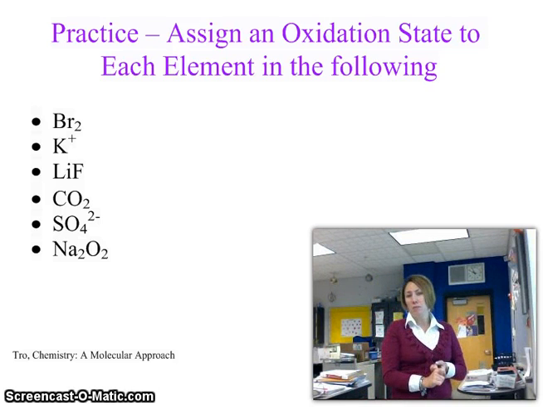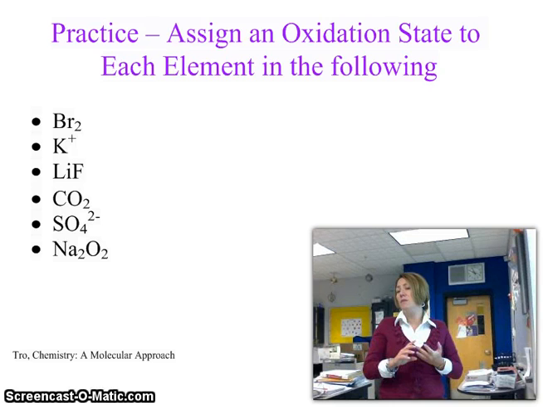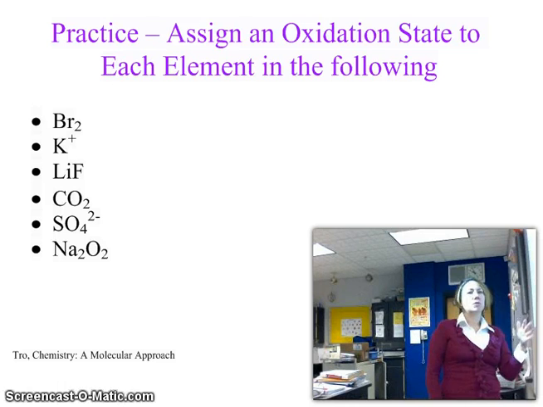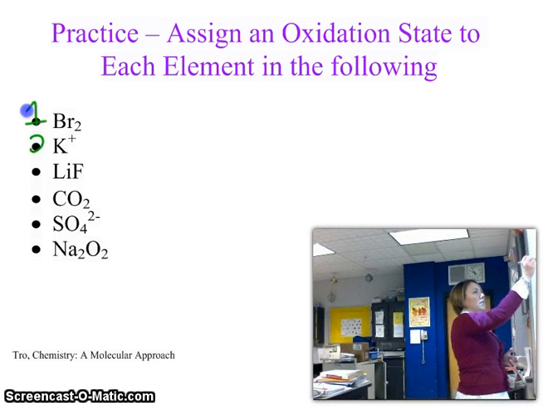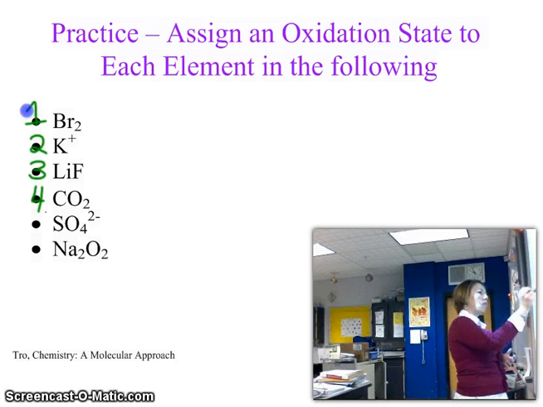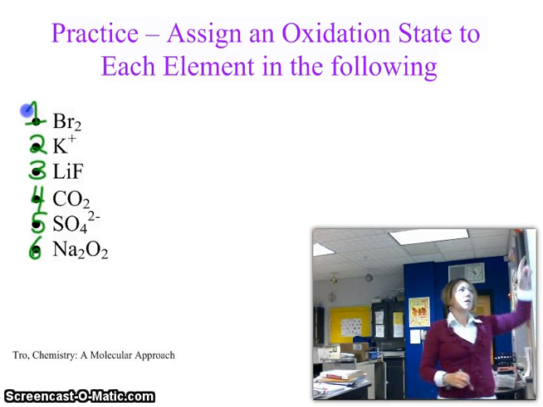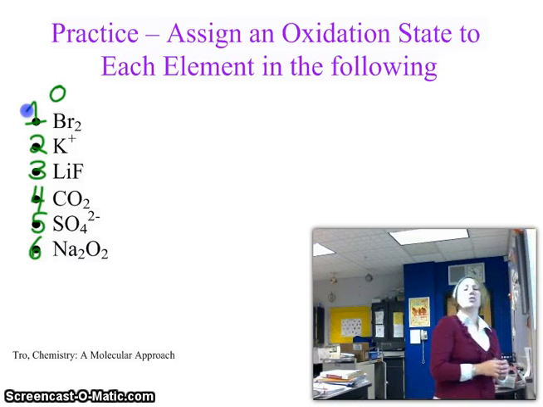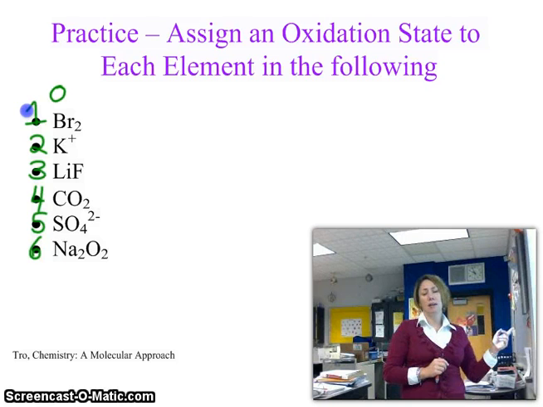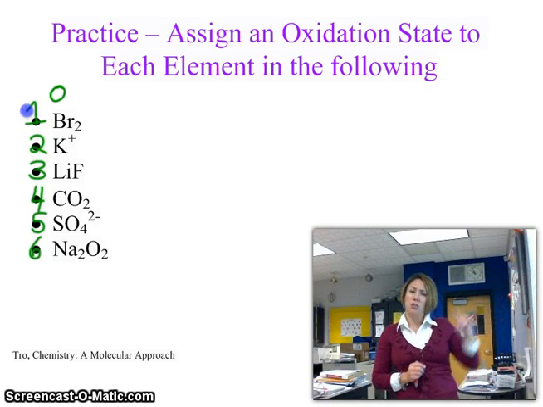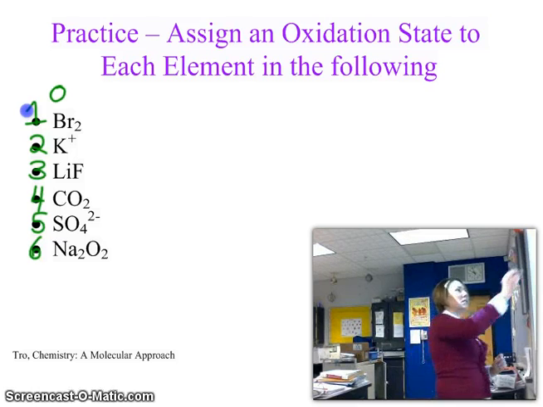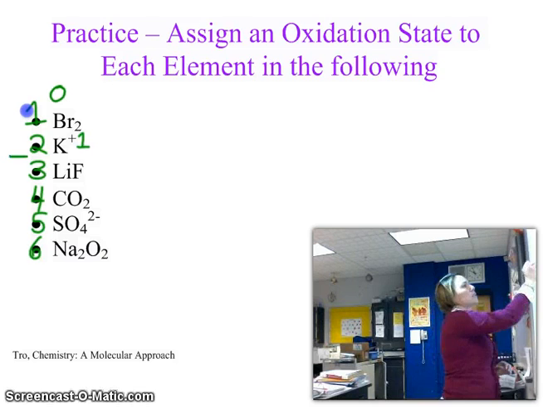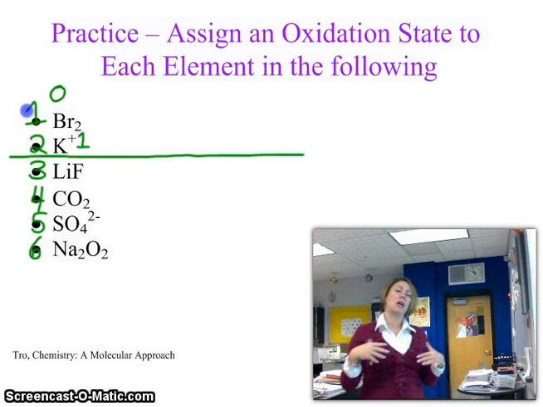So anybody by themselves always has an oxidation state of 0 unless they tell you otherwise. So if we go through our examples here, and I think it's easier if we just call this example 1, 2, 3, 4, 5, and 6. Br is by itself. It is not in a compound, therefore its oxidation state is 0. And potassium is by itself, but they gave you an oxidation state. It says plus, which means its oxidation state is +1, okay? So those are the only ones there where they're by themselves. So everybody else works when they're in compounds.